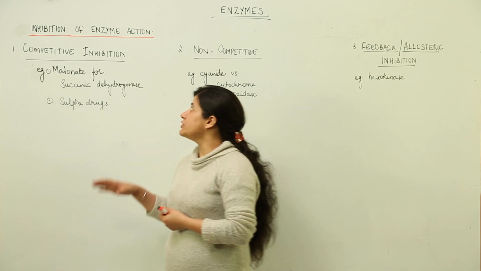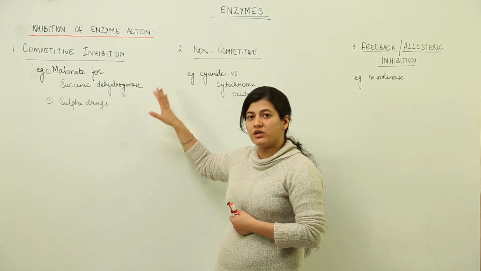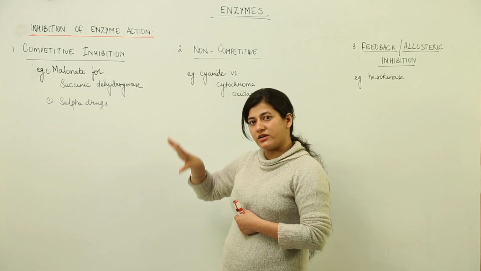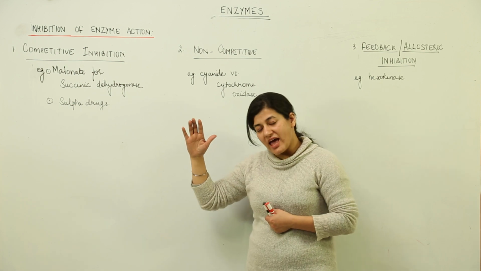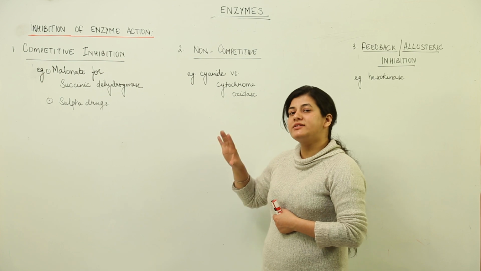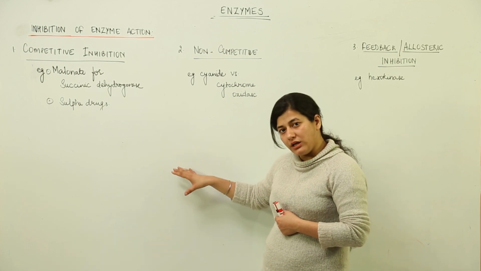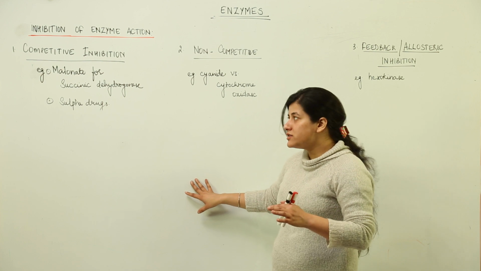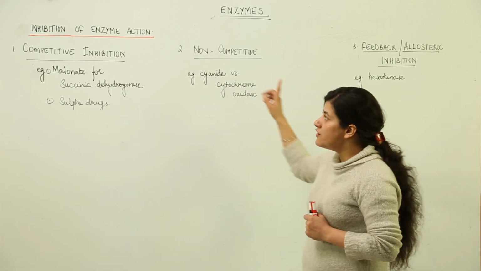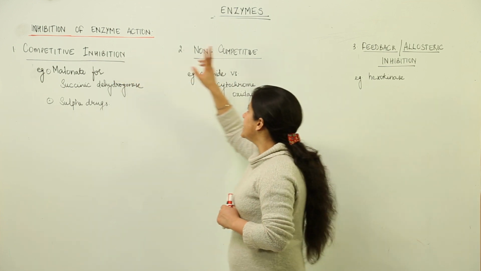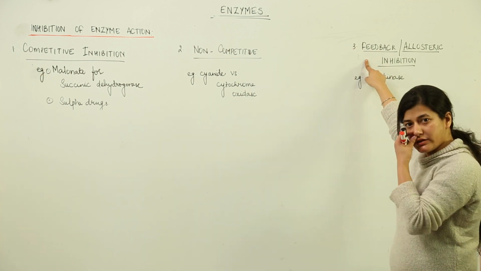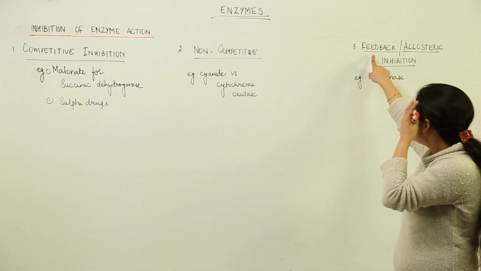Now when we talk about inhibition of enzyme action, I'm talking about the enzyme activity being declined to zero. Whatever reaction you were expecting to take place at a very speedy rate would be put to a standstill due to the presence of some chemical compound in proximity to that particular enzyme. So we have three types of inhibition seen in enzyme action. First is competitive inhibition, second is non-competitive inhibition, and the other one, which is continuously in action in our cells, is feedback inhibition.